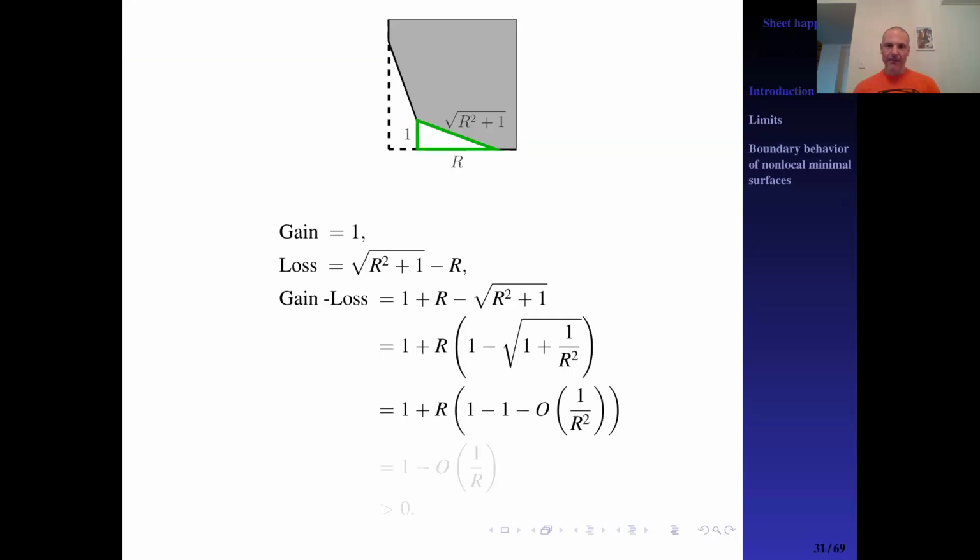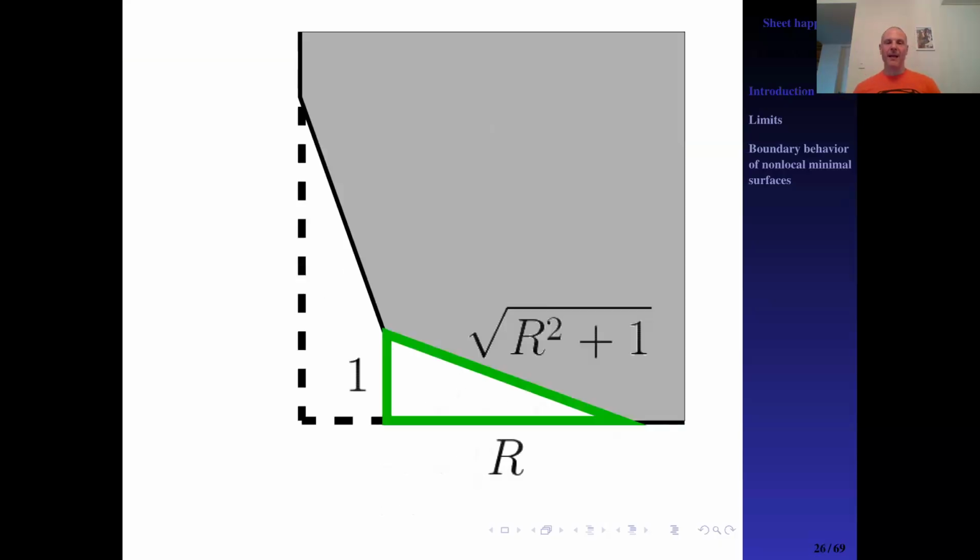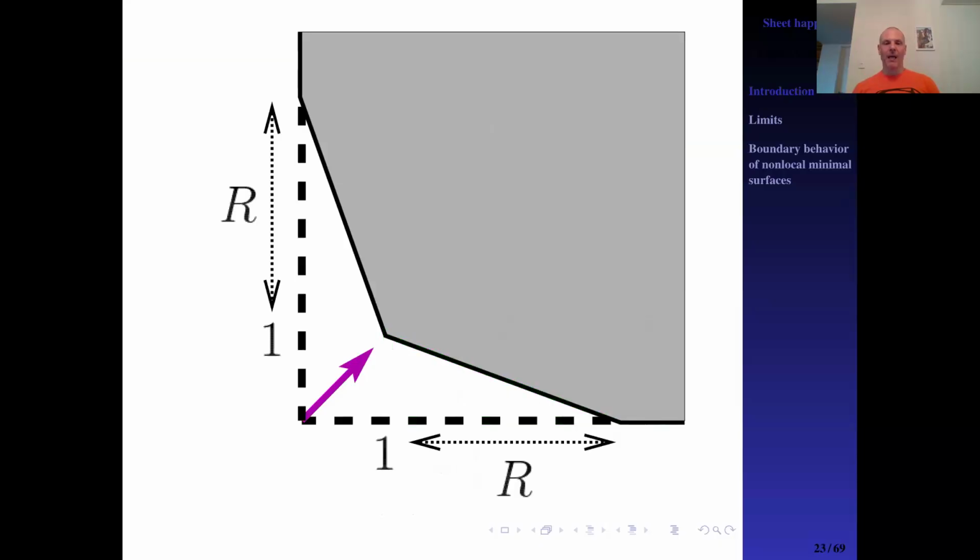But just let me make a remark about this picture. So this picture has somehow a simplifying assumption, because I'm moving the original corner in the right direction in order to lower the energy. Now, strictly speaking, in general, I don't know what this direction is.